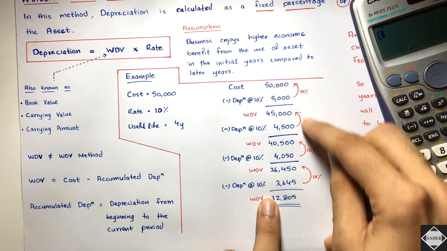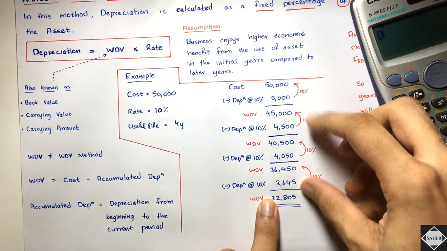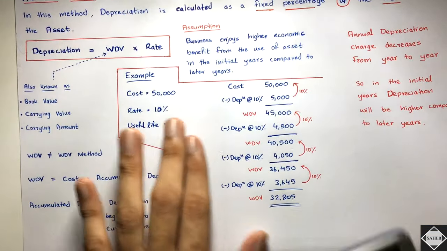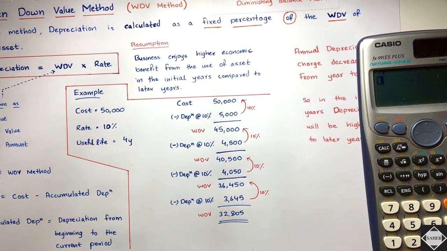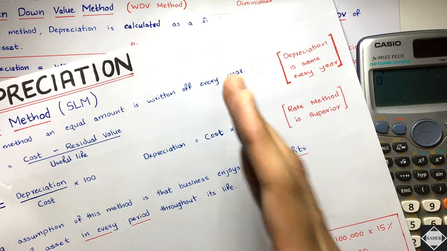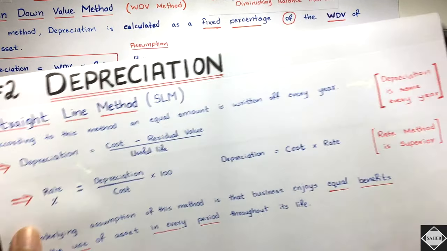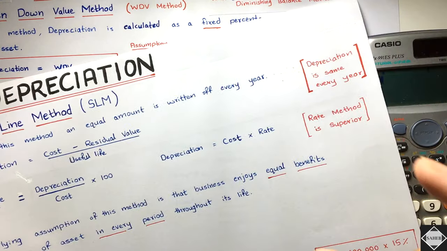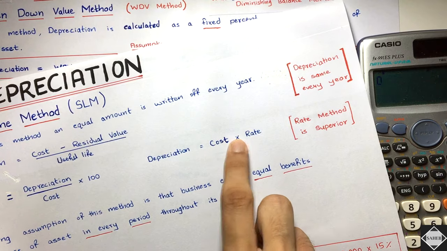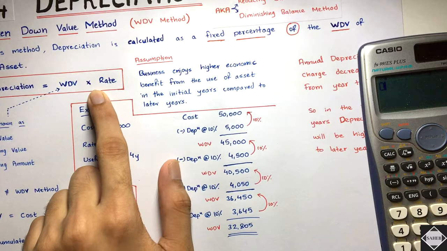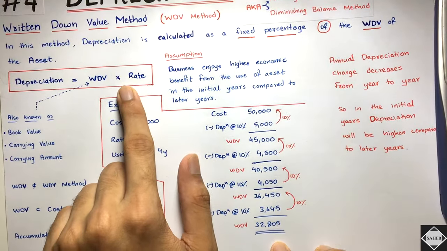If you're in the fourth year, how much depreciation have you charged till now? All that you have to accumulate. Understood? Easy now? And then see here what's happening to depreciation. In the straight line method, if you remember, depreciation is the same every year, because an equal amount is written off every year. You always calculate the depreciation on the original cost, cost into rate. Here it's not like that. Here it's WDV into rate. That's the difference.